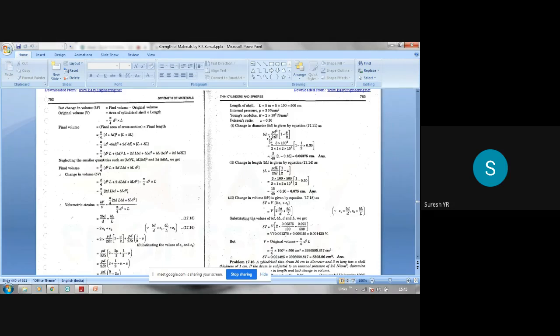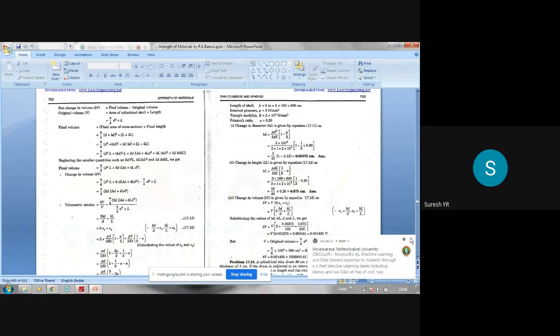So it's direct substitution. Change in diameter is given by this formula, which we have just derived: P D square by 2 t E into (1 minus mu by 2). When you substitute in this formula, you will get the answer in millimeters. P is 3, directly taken, with no conversion. So 3 into D, which is now 1000, square, divided by 2 into T, which is 10 mm, in millimeters.